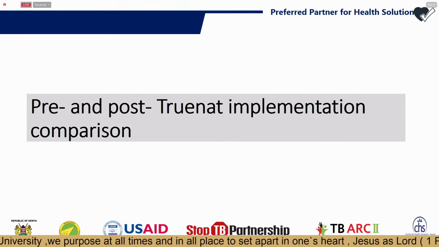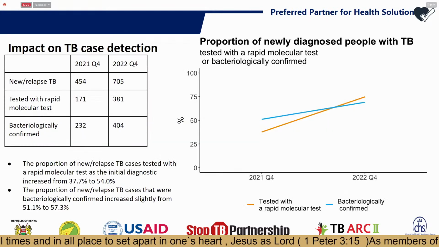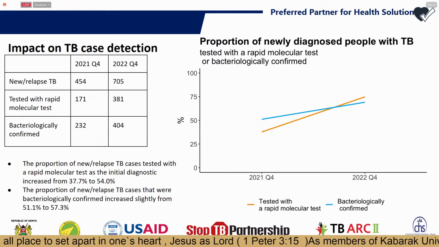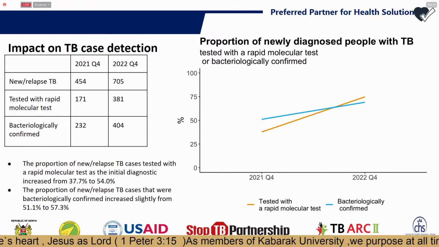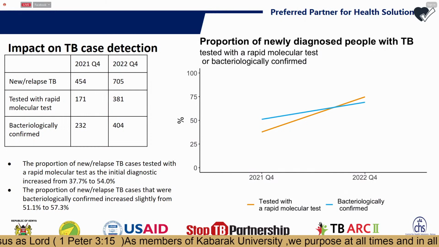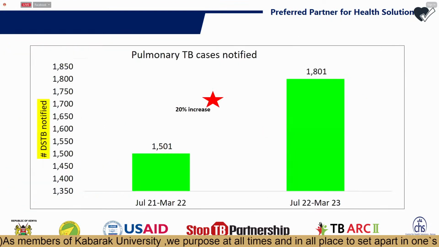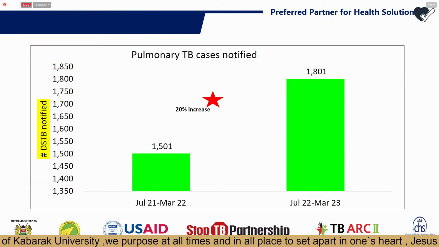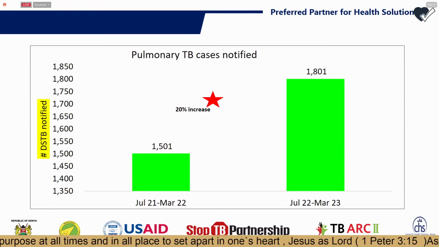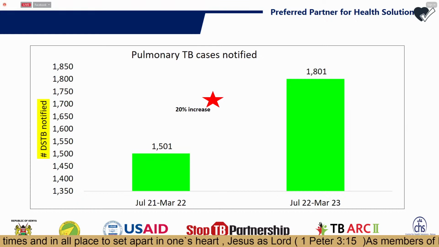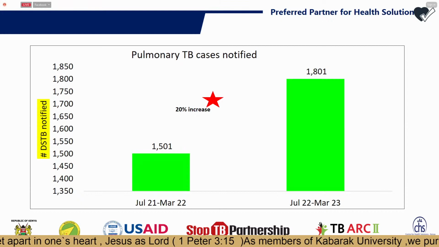So when you look at the pre and post implementation comparison, it's important to note that the proportion of the new and relapsed TB cases tested with at least a molecular diagnostic test improved, approximately around 20%, and also the proportion of the new and relapsed cases that were bacteriologically confirmed increased as well. So this is just to tease out, in terms of our pulmonary cases notified, that there was a 20% increase. And this is really very good for the country, because overall, when we look at the performance for 2022, we noted that as a country, our notification cases went up.